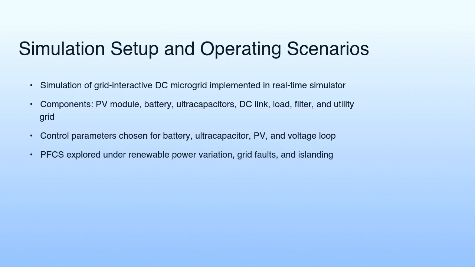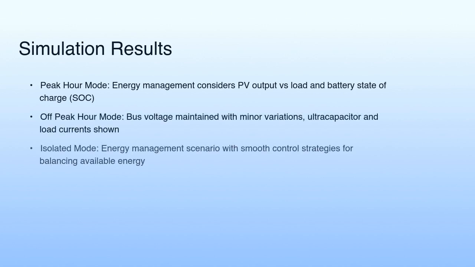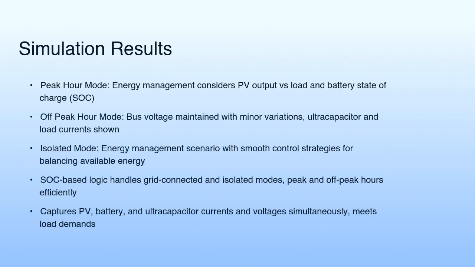and islanding. During peak hours, the energy management strategy takes into account the PV output versus the load demand and the battery state of charge, while in off-peak hours, the bus voltage is maintained with minor variations, and the ultracapacitor and load currents are regulated. And in isolated mode, the available energy is balanced through smooth control strategies, with the overall system capturing the PV, battery, and ultracapacitor currents and voltages simultaneously while meeting the load demands.